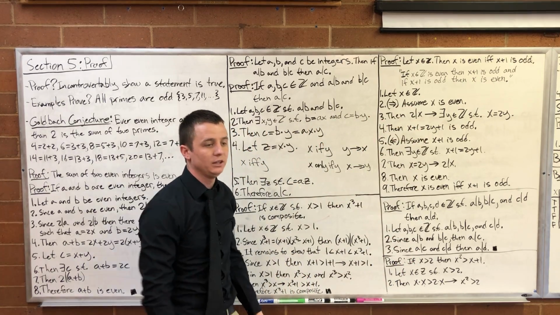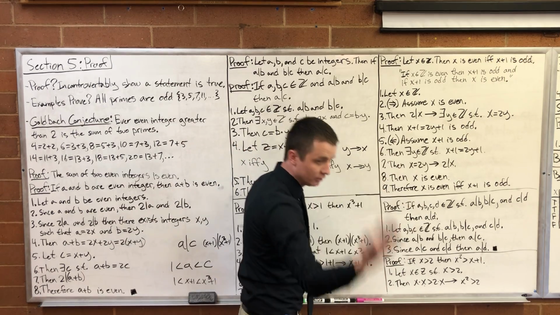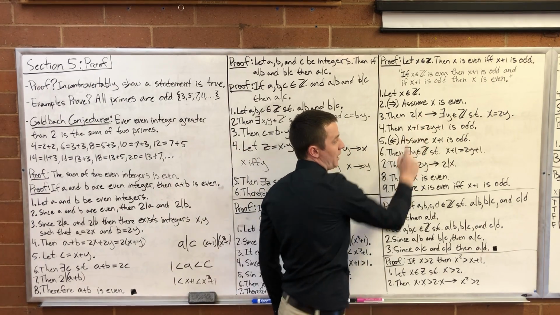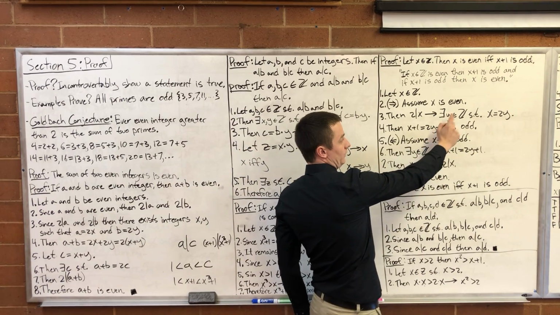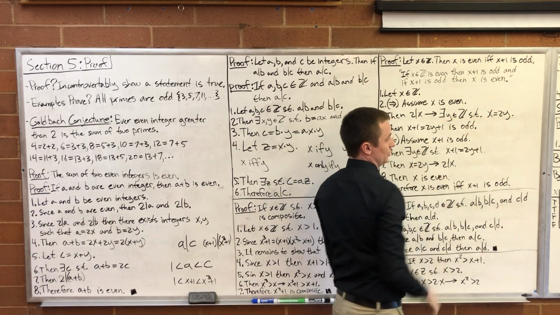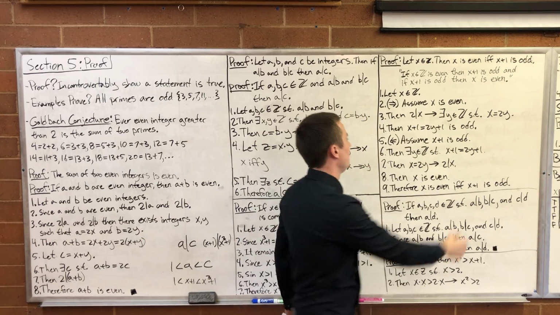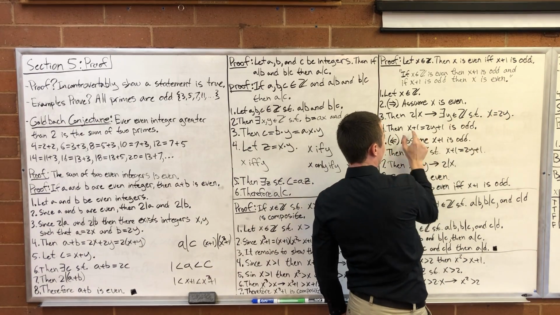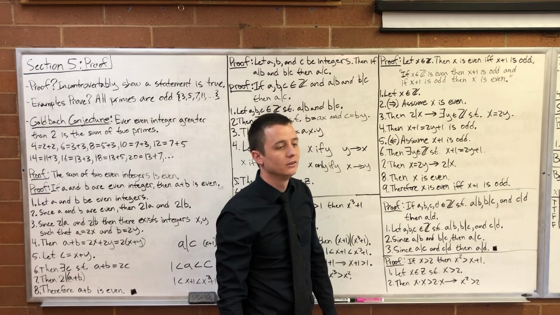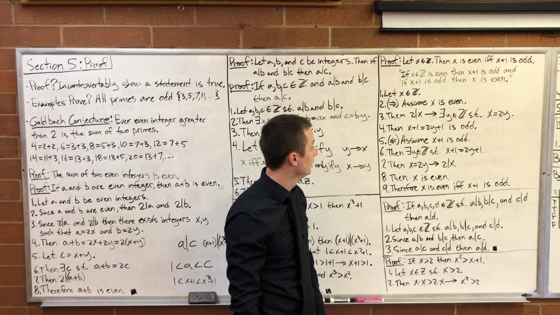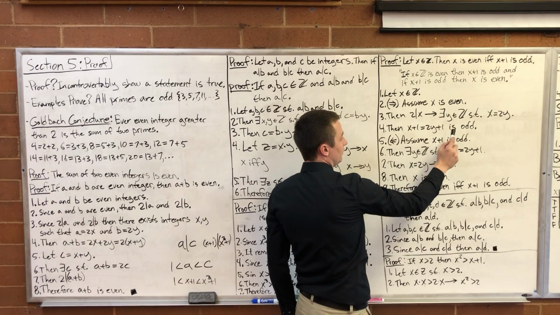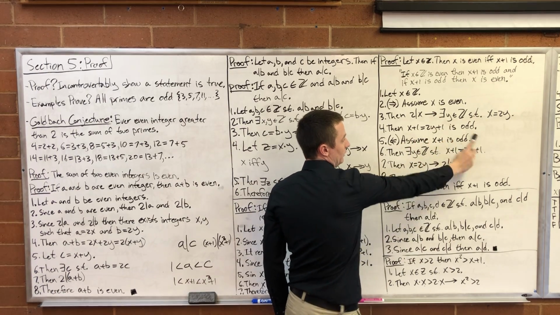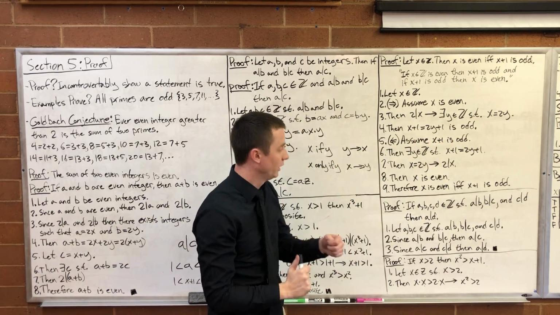So assume x is even. What does it mean for x to be even? It's divisible by 2. What does that mean? There exists some integer y such that x is equal to 2y. Perfect. If x is equal to 2y, what is x plus 1? 2y plus 1. Which is? Odd. Perfect. So if x is even, x plus 1 is odd. Now let's do it the other way.